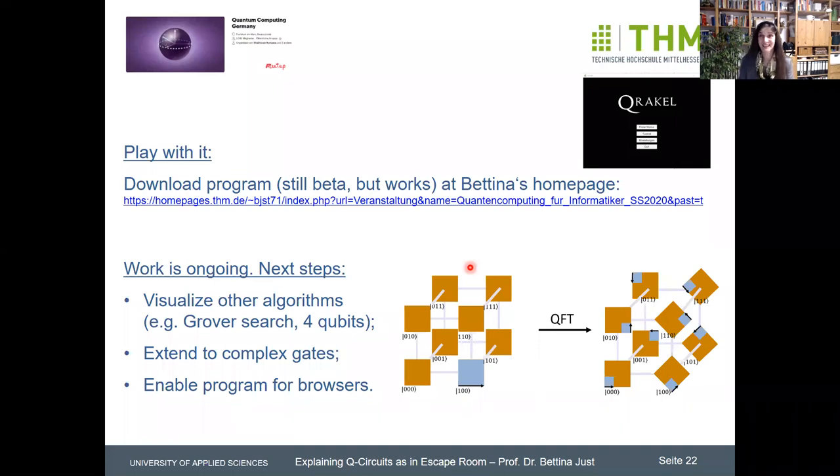The second is to extend everything to complex gates. What we see here is a quantum Fourier transformation. You see, okay, split up completely, and all these tiny little arrows pointing in each direction. This is quantum Fourier transformation. And more technically, we will enable the program for a browser, to be applied in a browser.